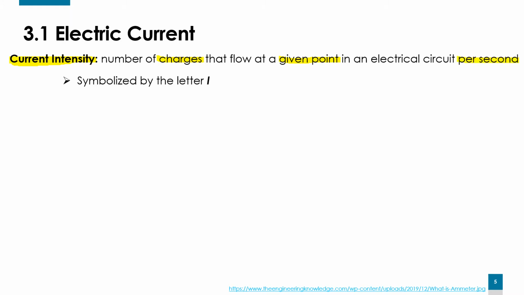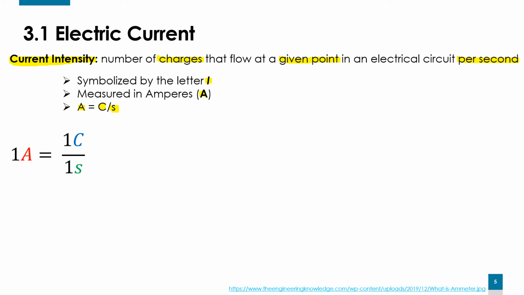So current intensity is symbolized by the letter I, and it's measured in amperes, or A. Ampere is the same as coulomb per second. Do you remember what a coulomb is? Coulomb is the unit that I use to measure charge. So if I have 1 coulomb, it's the charge that I measure. Current intensity is how much charge, how many charges I have at a certain point per second. That's why it's coulomb, the number of charge, per second, that is the time.